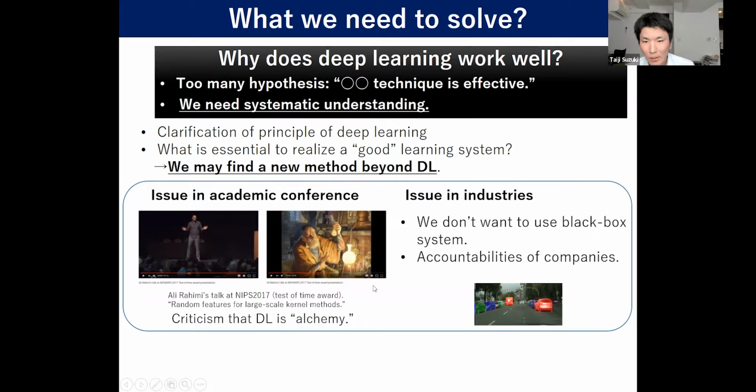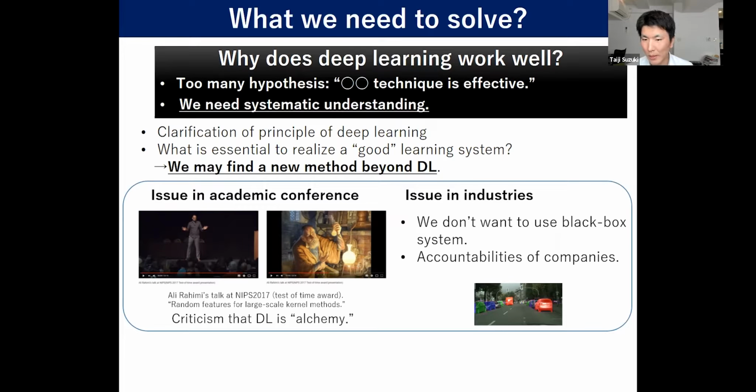In addition to that, the industries also have a demand for deep learning theories because they don't want to use some black box system. They want to use a white box system.